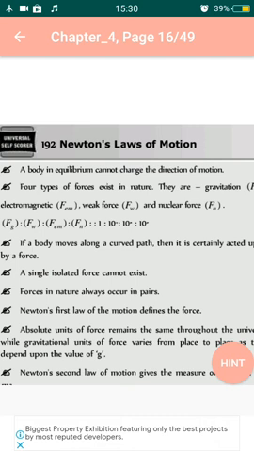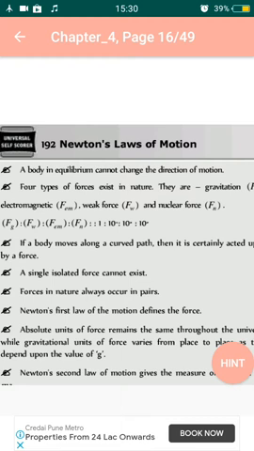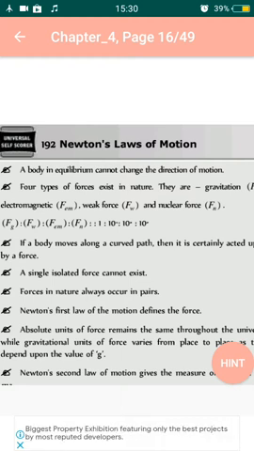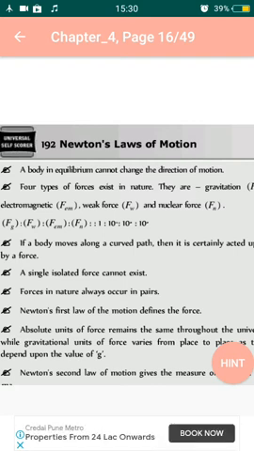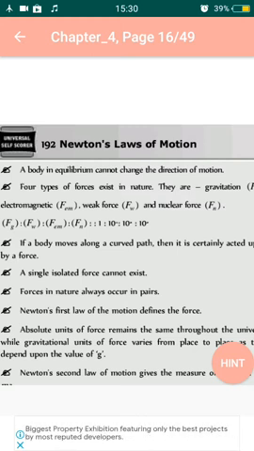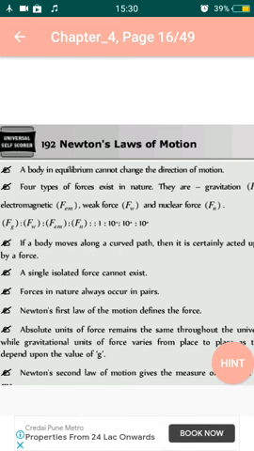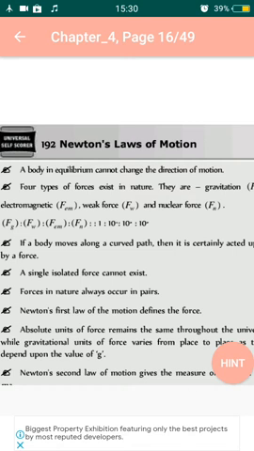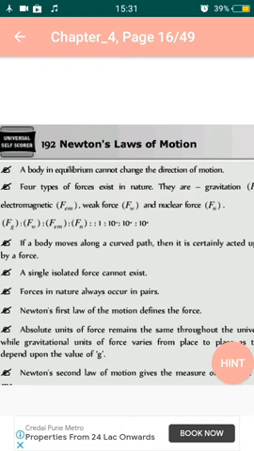They are gravitation, electromagnetic, weak force and nuclear force. Sorry, it is a major mistake. The correct order is gravitational force, weak force, electromagnetic force and nuclear force, with relative strengths of 1, 10 to the power 25, 10 to the power 36, and 10 to the power 38.